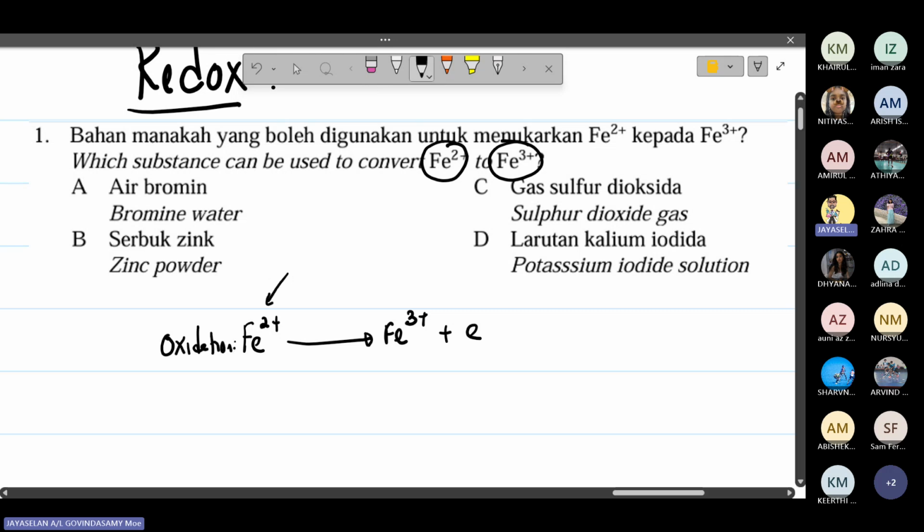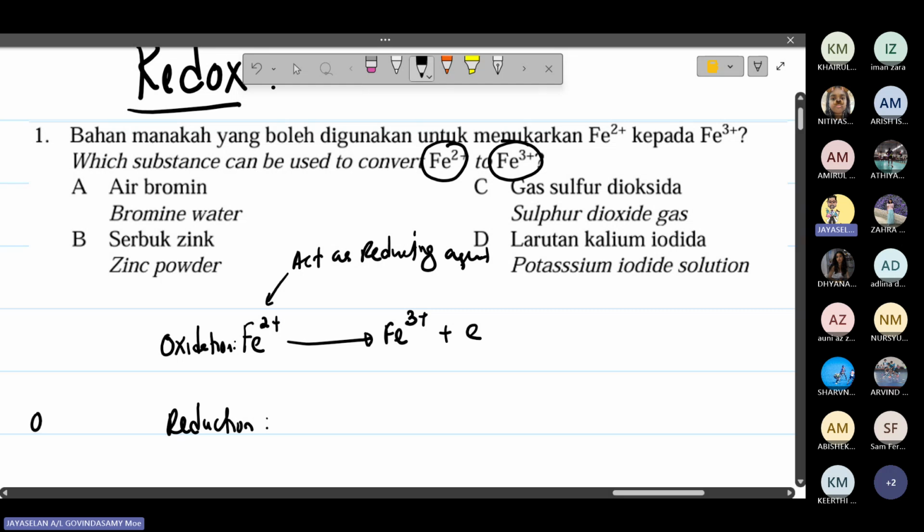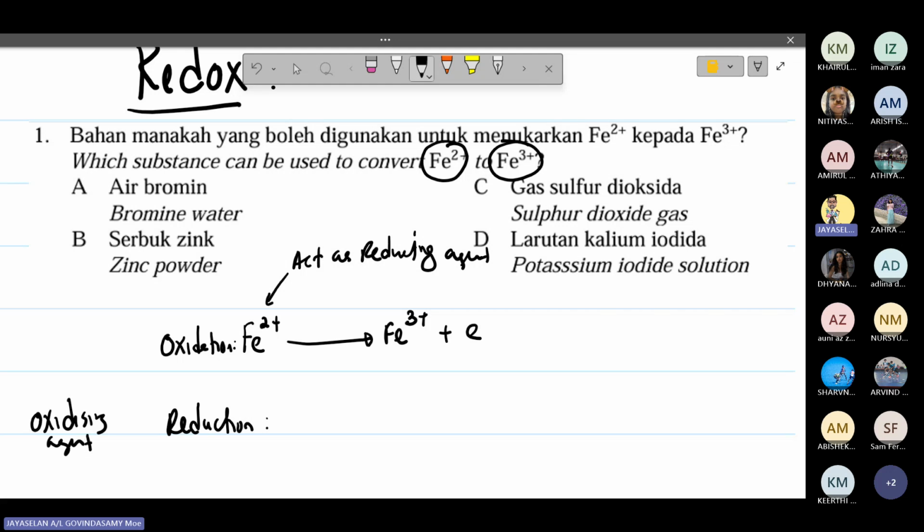What is the role of this ion? So this ion acts as a reducing agent. So in order for oxidation to occur, we need a reduction. Which substance undergoes reduction? So the substance acts as what agent? Acts as an oxidizing agent. That means I need to add an oxidizing agent. Oxidizing agent undergoes reduction.